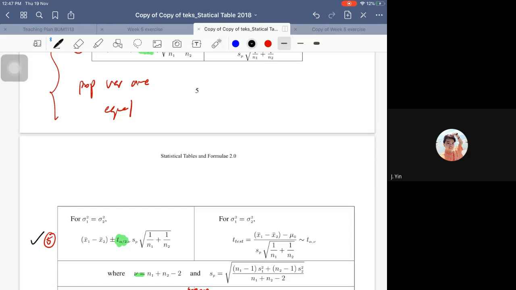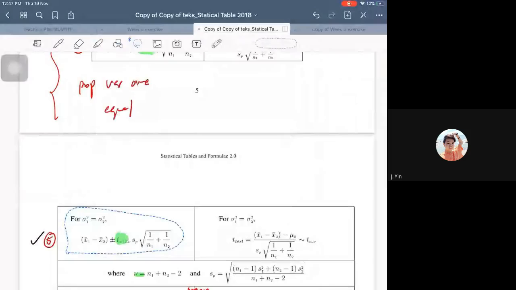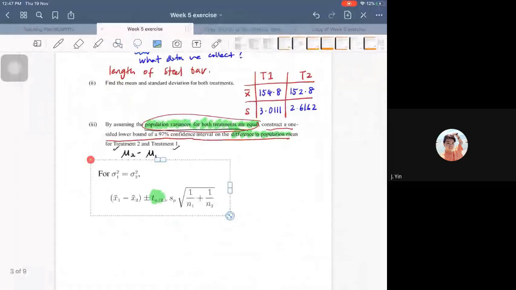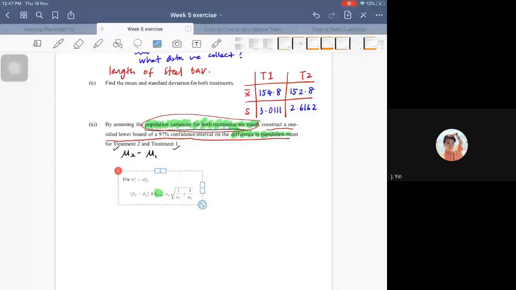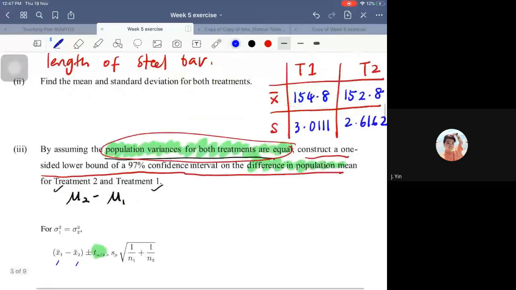So let me copy this formula. Okay, let's just put it here. So we know what we're going to need later. According to the formula, I'm going to need my x1 bar and x2 bar, and we already have this information from the previous question. So we need to find what is going to be T alpha over 2, nu.